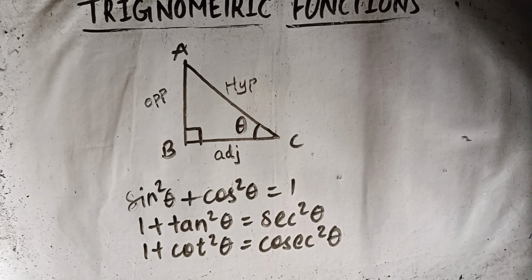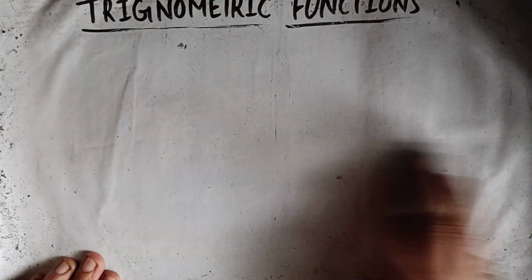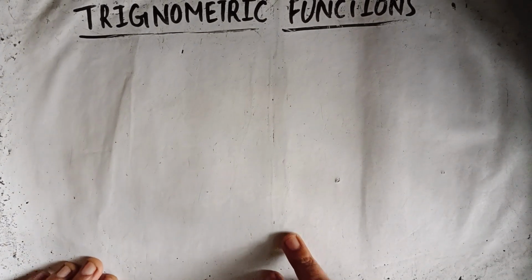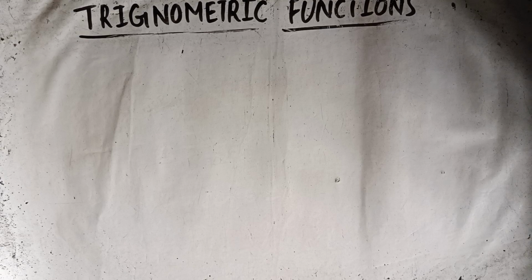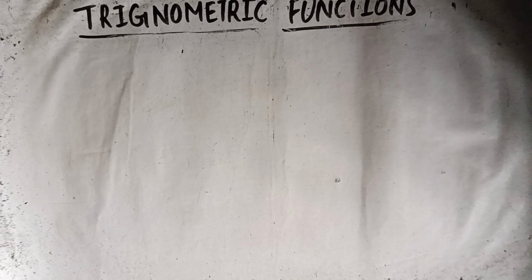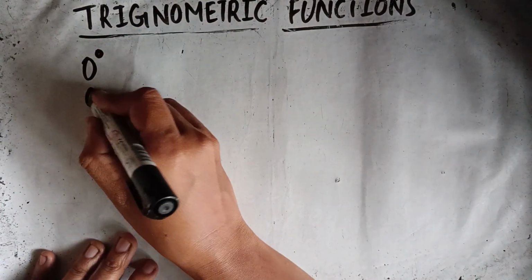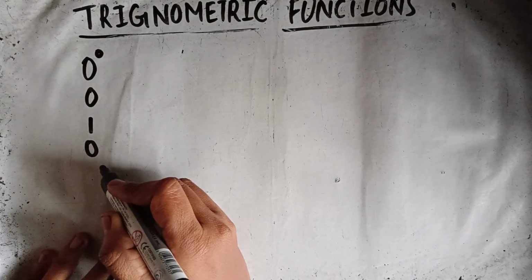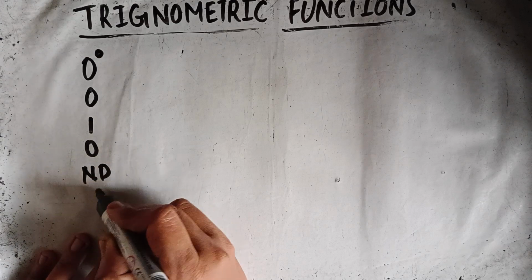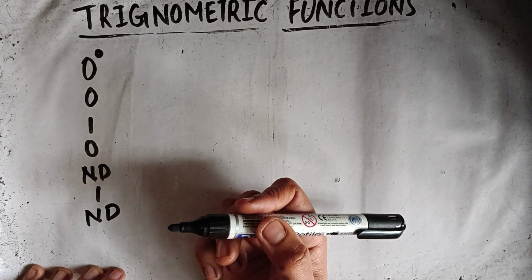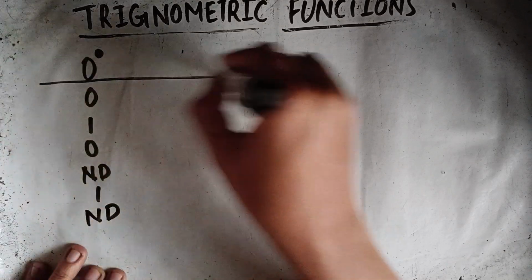Let's write the trigonometric values. You can remember the trigonometric values by this method. For 0 degrees, you write 0, 1, 0, not defined, 1, not defined. This is for 0 degree.